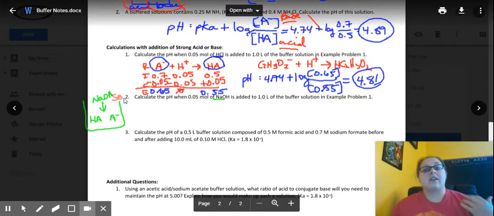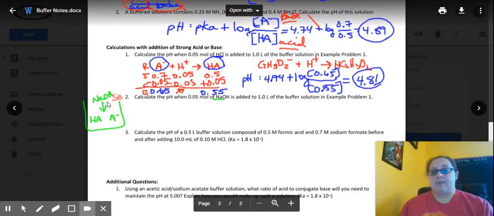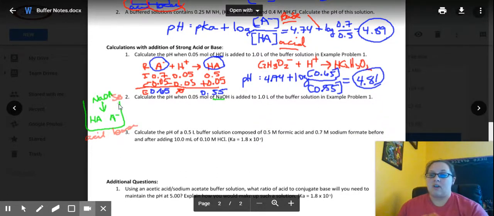So let's figure out conceptually what should happen. Well, since this is a strong base, there's my acid component, there's my base component. This strong base is going to react with the acid component. And because that strong base is reacting with the acid component, this acid is going to completely neutralize however much came in.